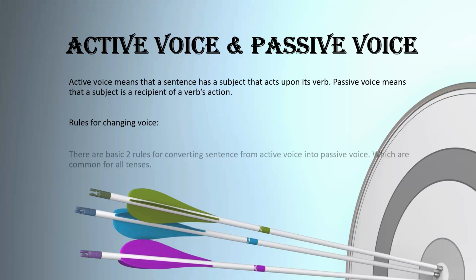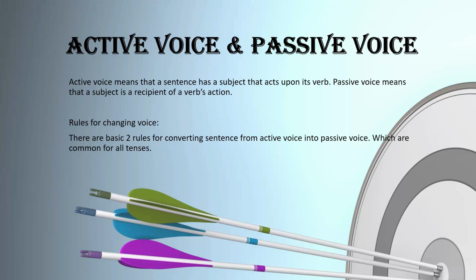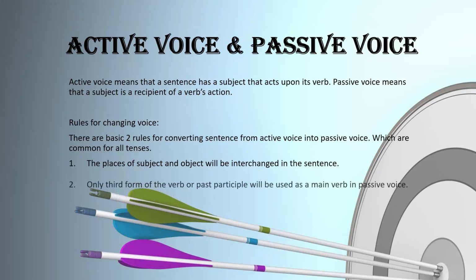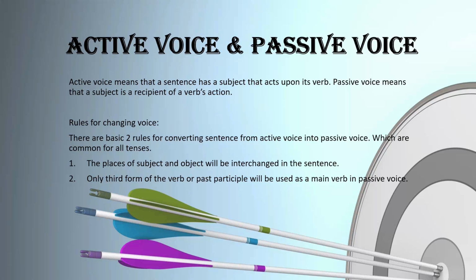Rules for changing voice. There are two basic rules for converting a sentence from active voice into passive voice, which are common for all tenses. Rule number 1: the places of subject and object will be interchanged in the sentence. Second one: only the third form of the verb, or past participle, will be used as the main verb in passive voice. So these are the main two rules, and these two rules are common for all tenses.